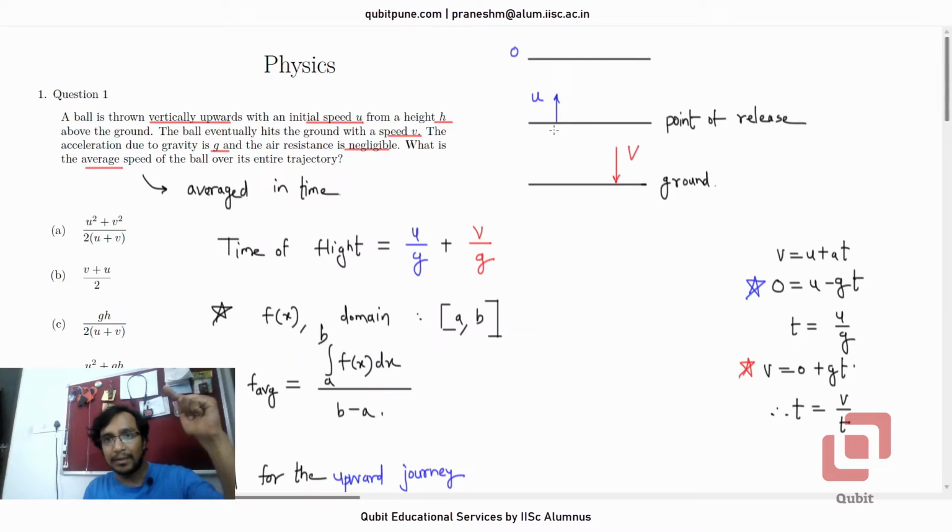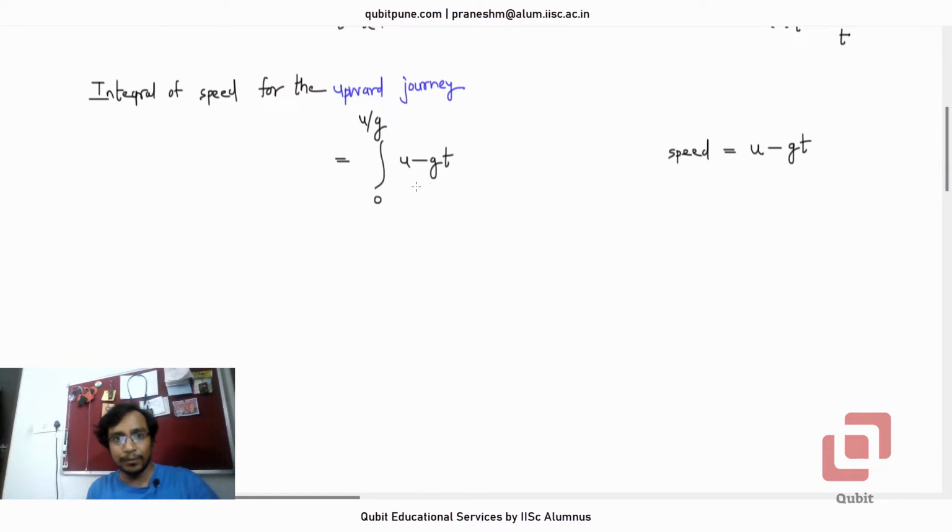That means the moment the ball is released, goes up, and momentarily stops. That is what we are going to consider now. The integral of u minus gt dt. Let's integrate this now: ut minus g t squared by 2. Let's now calculate the values of the function. Well, for the lower limit, we need not worry.